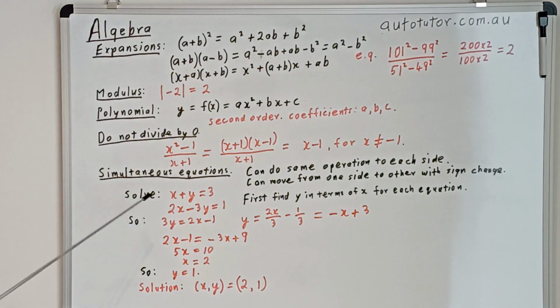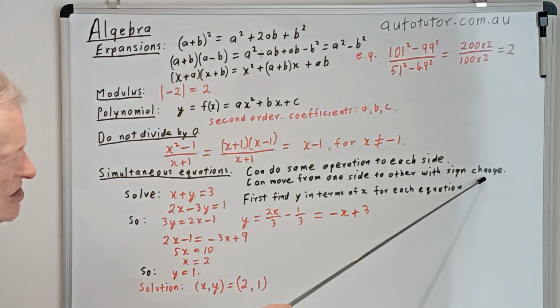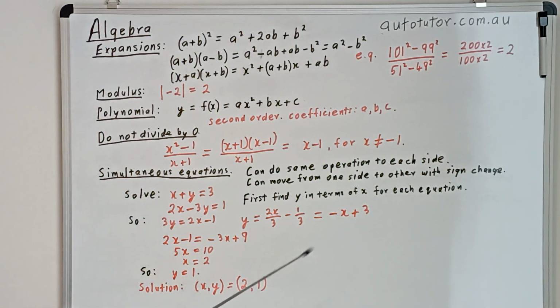The common problem is to solve simultaneous equations. The important points are you can do the same operation to each side of the equation, and you can move one item from one side to the other so long as you change the sign. So, for example, to solve the two simultaneous equations, x plus y equals 3 and 2x minus 3y equals 1, we first need to find y in terms of x for each equation.